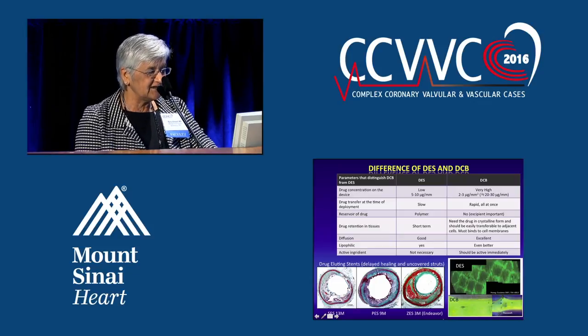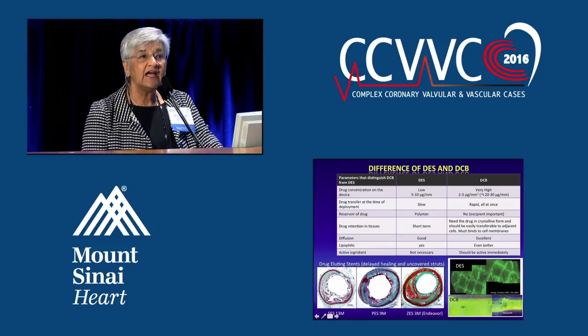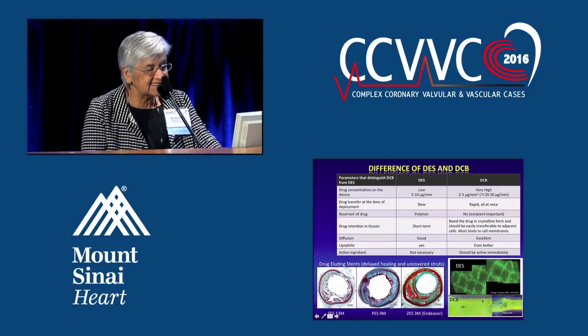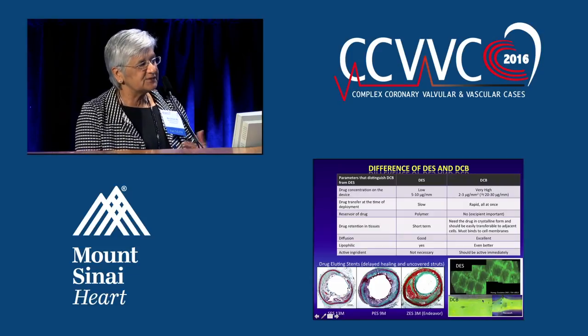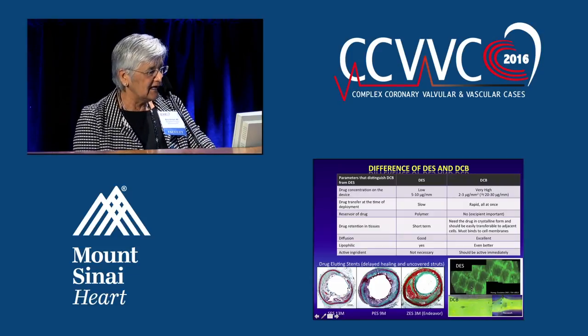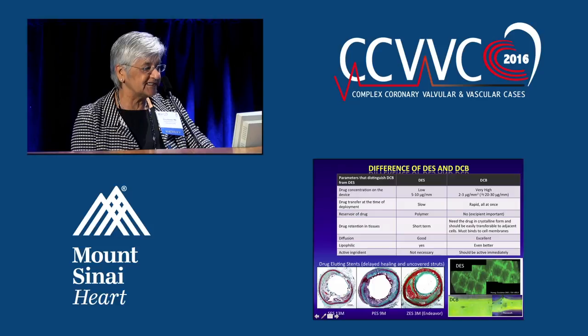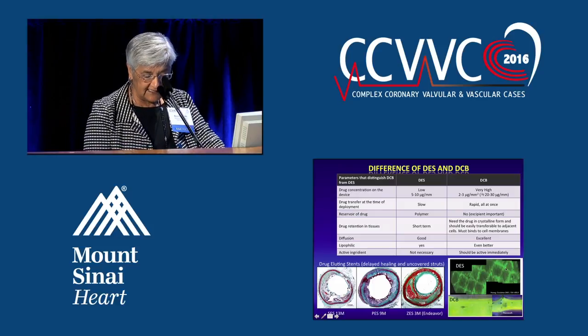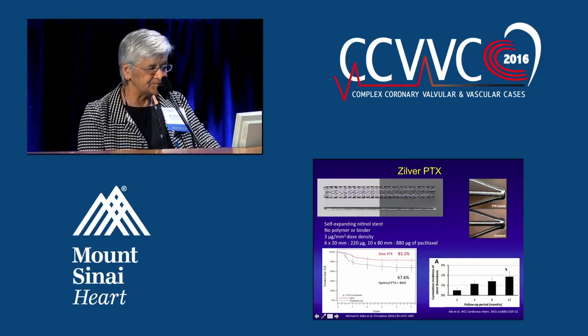And as shown here, you can see the distribution of the drug in green fluorescence. In the case of the stent, you can see very well where the stent makes an impression on the arterial wall, whereas the drug-coated balloon has the advantage that it can distribute the drug throughout the arterial wall. And the disadvantages of the stent, of course, you see uncovered struts, and you also see delayed healing.